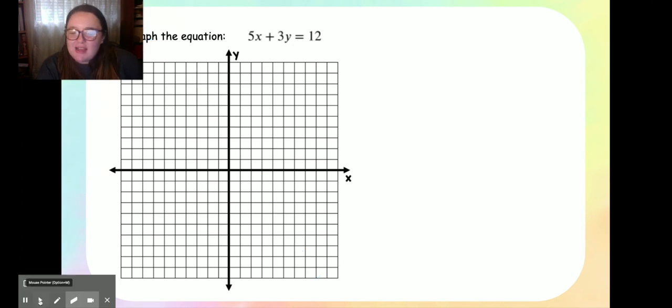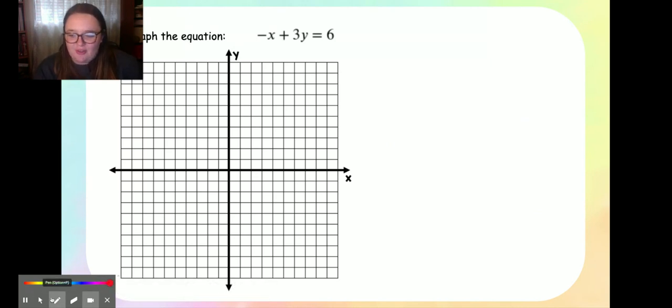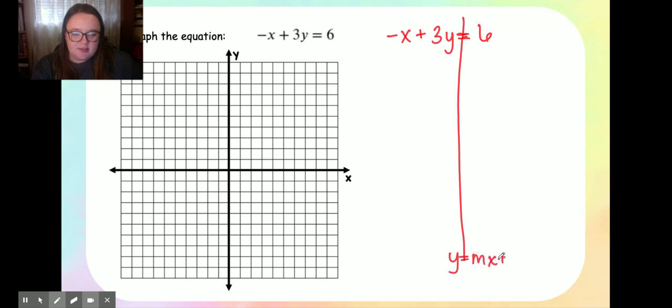I have one last example just to make sure that we are solid on this skill and that we can answer that question at the end of this PowerPoint. So here is our last one to do together here. Our last one reads negative x plus 3y equals 6. I'm going to draw the line at the equal sign to keep our work nice and neat. And we're going to do the process of solving for y. We want to get y by itself at the end of this.